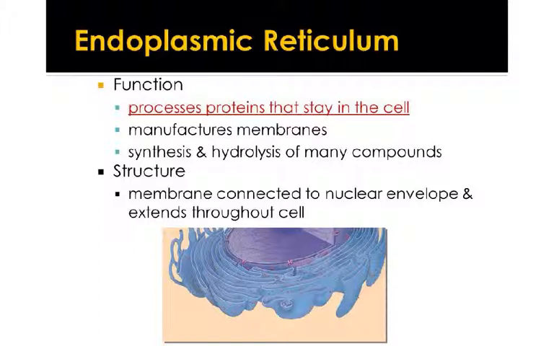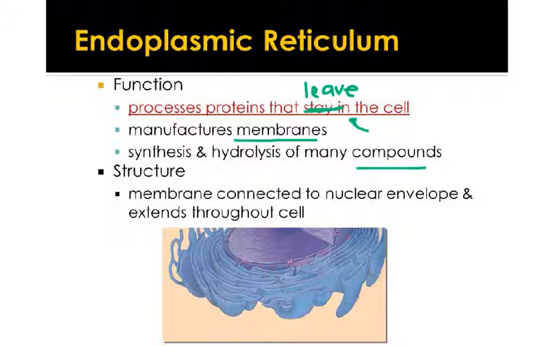The function of the endoplasmic reticulum is to process the proteins that leave the cell. So your rough ER makes proteins that eventually will leave the cell. Your endoplasmic reticulum also makes membranes and can break down some compounds. We'll learn more about that in the next couple of slides.